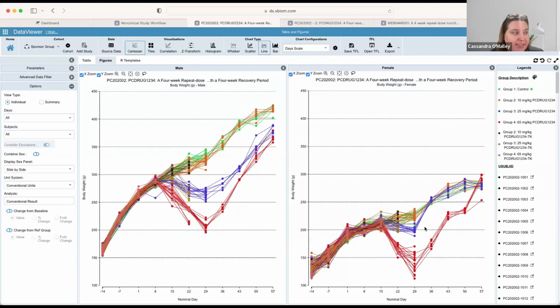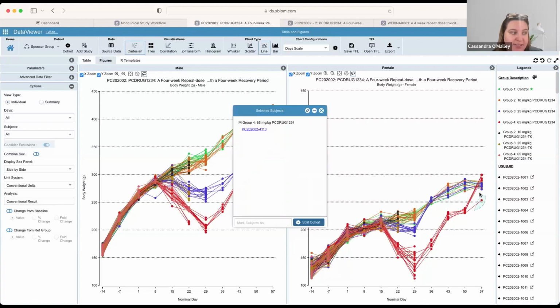So looking at this, I do see that there is one data point that I would be questioning. When I'm looking at this, I'm seeing that in the bottom right corner of the females, there's one data point that's not exactly in line with the rest of the group. So I'm going to take my tool and I'm going to inspect this individually.